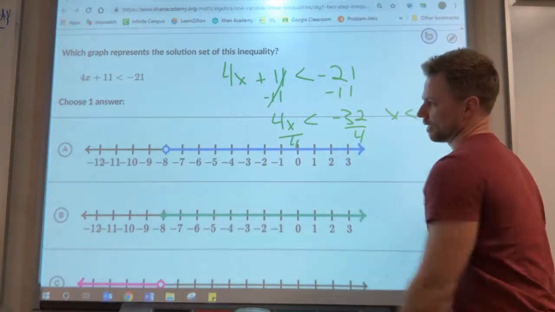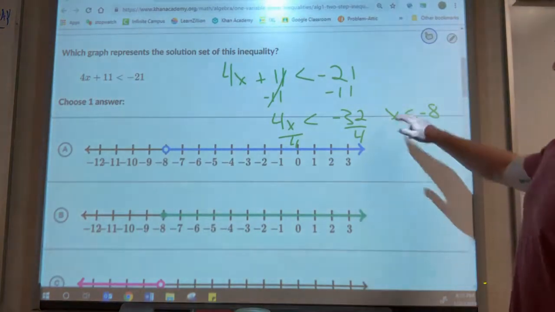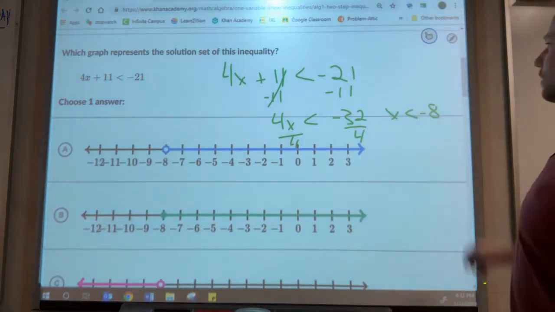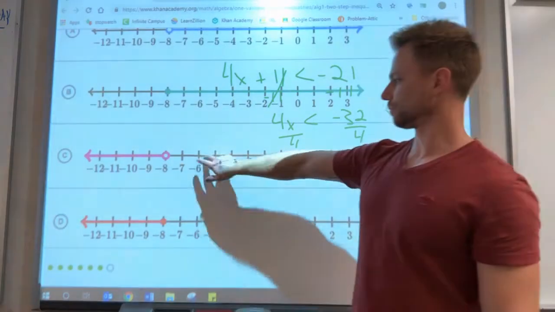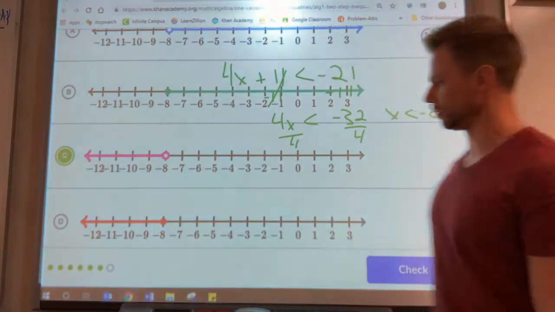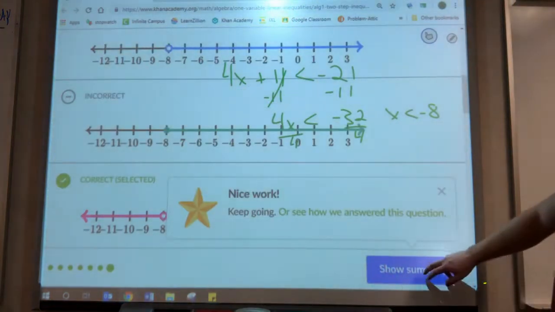Since it's just less than, it's going to be an open circle. And we want numbers smaller than negative 8. So where numbers are smaller than negative 8 is to the left. So we need an open circle with the arrow to the left, which is C.